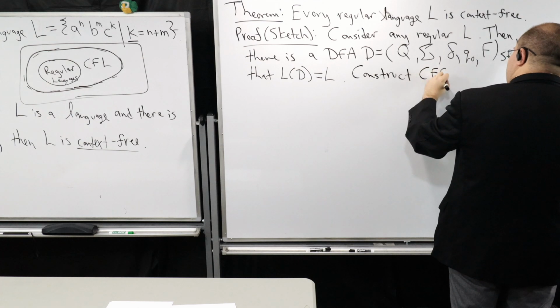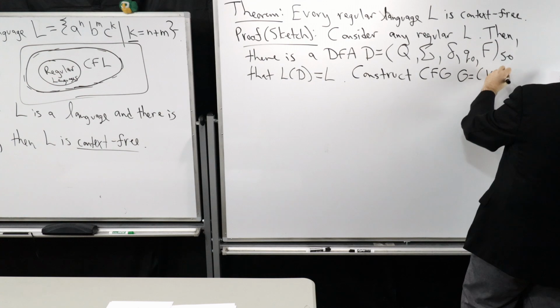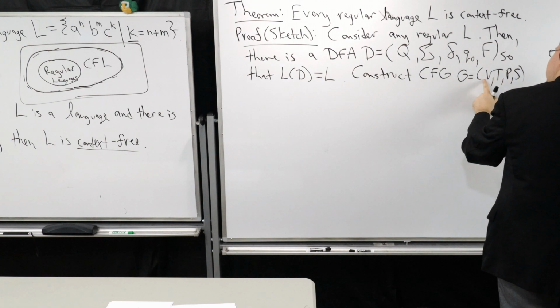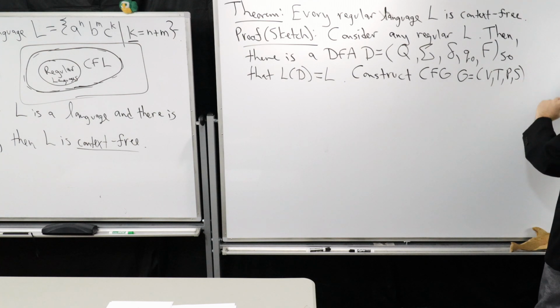Construct context-free grammar G equal to (V, T, P, S). Remember, V is the set of variables, T is the set of terminals, P is the set of productions, and S is your start symbol or start variable.